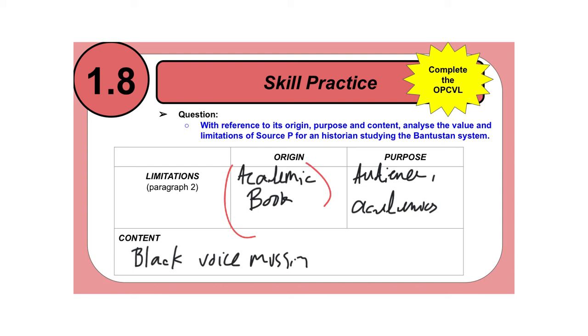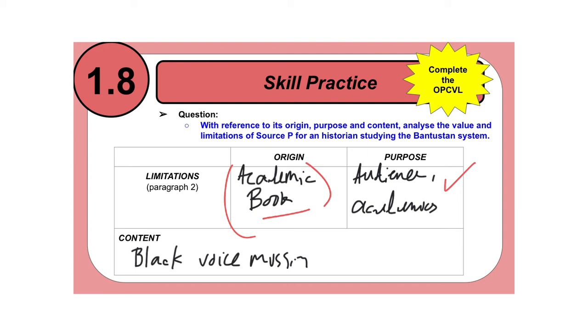Beck wrote this book called History of South Africa back in 2000. It is an academic book, so this is a limitation. The reason is that we're not getting this information from a primary source. This is Beck's interpretation of past events. So it is a limitation to a historian because it's not the actual evidence that we're looking for. In terms of the purpose, we already established earlier how that could be of great value to a historian.